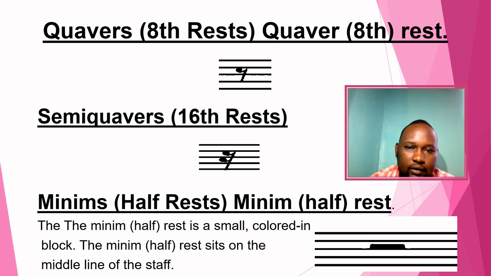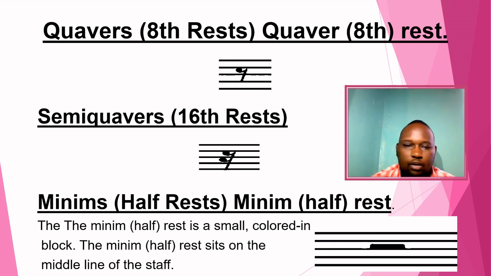We therefore go to the quaver or eighth rest. It is drawn like this, the opposite of the crotchet rest. It looks like a small 7 here, but it has this point there. The semiquaver or 16th rest is drawn like that. It has those 2 points there.